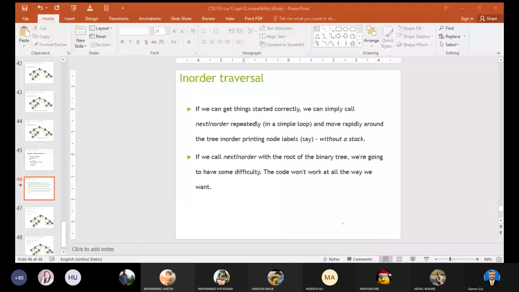Recall that such a tree of height h has between 2 raised to the power h and 2 raised to the power h plus 1 minus 1 nodes. The height of such a tree is thus log base 2 of n, where n is the number of nodes in the tree. Because the tree is so regular, it can be stored in an array. No pointers are necessary. देखें, pointers जो हैं उनको हैंडल करना कोई इतना आसान काम नहीं है.